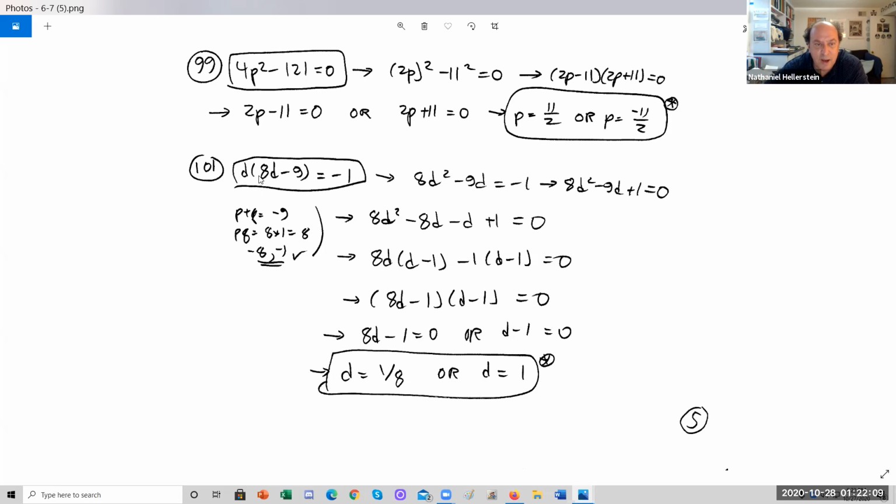Here we have d times 8d minus 9 is negative 1. Now, if that were only a 0, then we could get d is 0, or d is 9/8, whatever. But this negative 1 means we have to do what I call breaking a vase in order to glue it back together again. Meaning I'm going to distribute the d and transpose the 1 and factor the result.